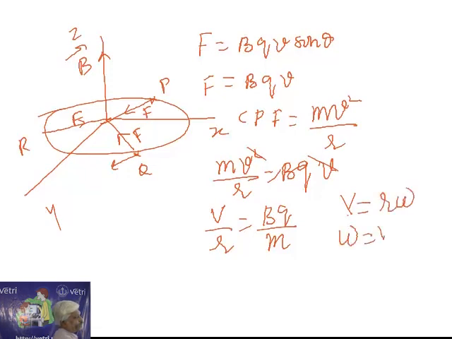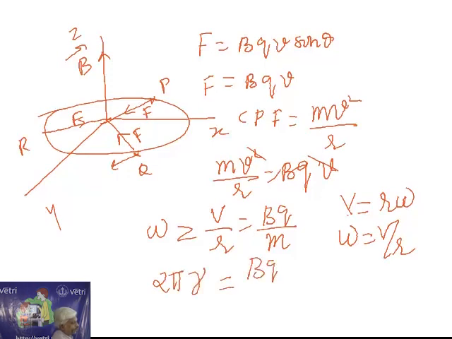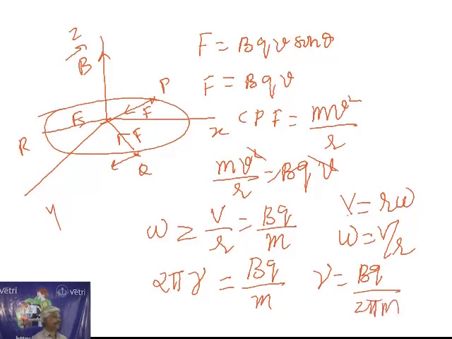R omega is equal to v by r, so this value is nothing but omega. Omega is nothing but 2 pi nu, that is equal to Bq by m, or nu is equal to Bq by 2 pi m. This is the frequency from which the period can be calculated. Frequency nu is equal to 1 by T, therefore T is 2 pi m by Bq.